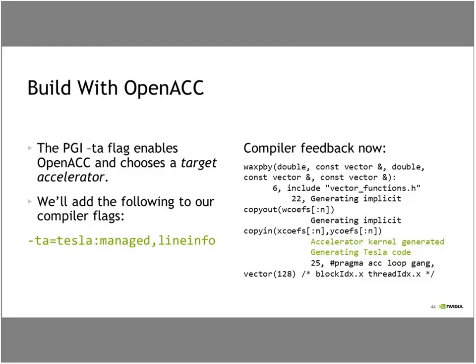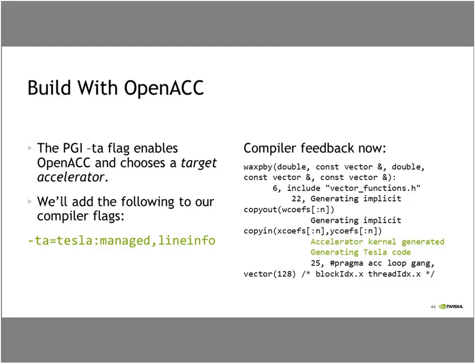And this last part, lineinfo, is just something to give some additional information to the tools. It's really not needed, but when you have it, sometimes PGPROF will give you some additional information. So that's why I've put that there. And because I have compiler feedback enabled, you can see on the right what is printed out. It tells me it encountered the waxpby routine. It's located at line 22 of vector_functions.h.